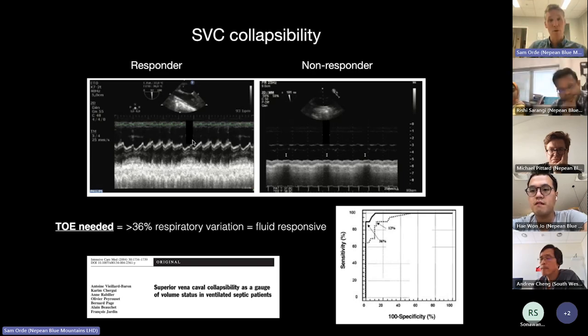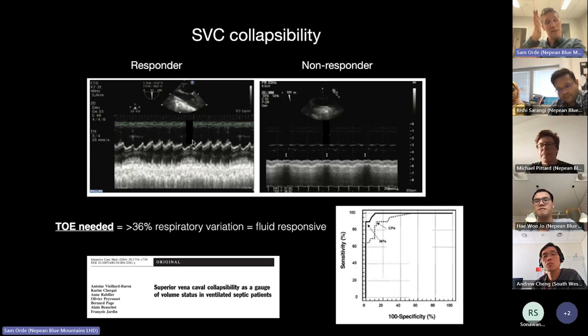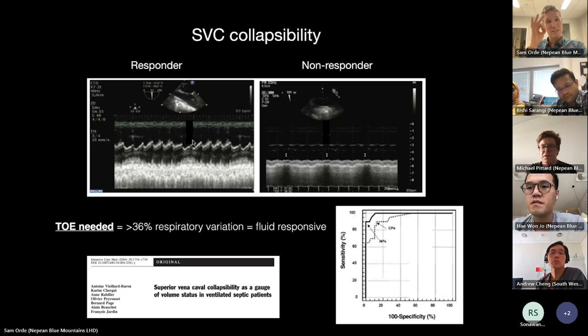So here you can see that responder on the left, SVC assessment. That's done with a TOE, obviously. Again, fully sedated, mechanically ventilated, 10 mL per kilogram ideal body weight, sinus rhythm. You're looking at about 90 to 110 degrees over to the patient's right in a high esophageal view. You start with your bicaval view, and then you just pull up a little bit, and you do that till you see your pulmonary artery. You can't get this in every single patient, but it's something that you can get in most.